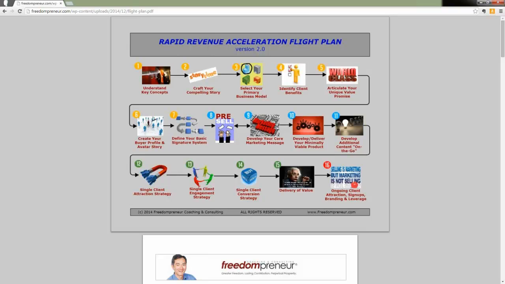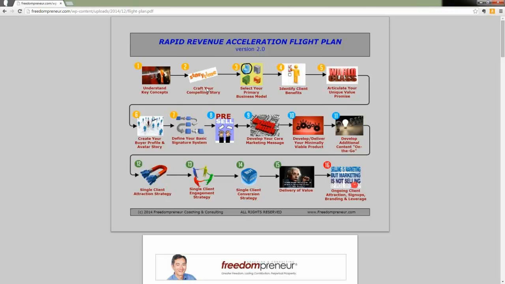I'm going to go through the first, say, 7 steps of rapid revenue acceleration, the foundational steps. Step number 1, we've already done. It's going through the key concepts of rapid revenue acceleration. Do I recommend you review them? Yes, go through the document that you have and review them and see how you're applying them in your own business and your own life.